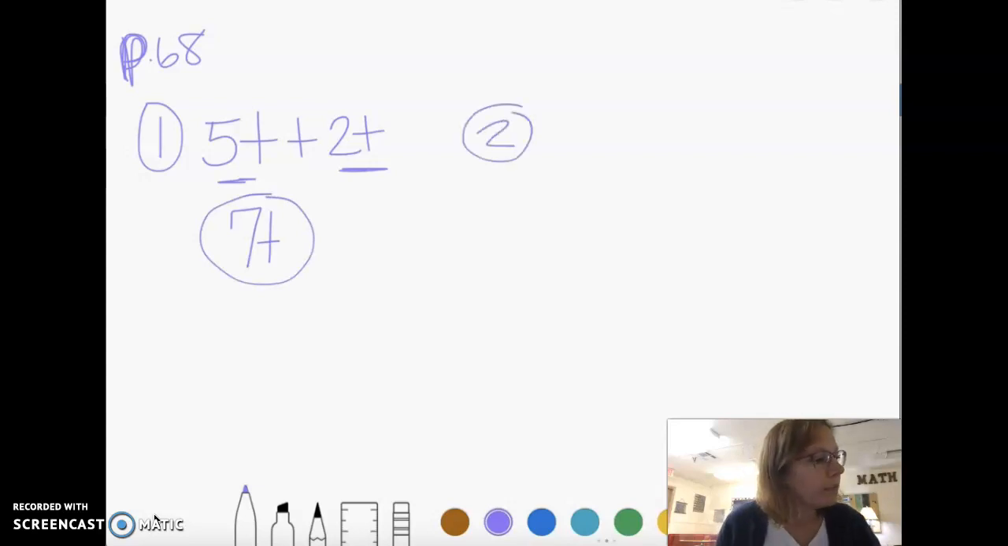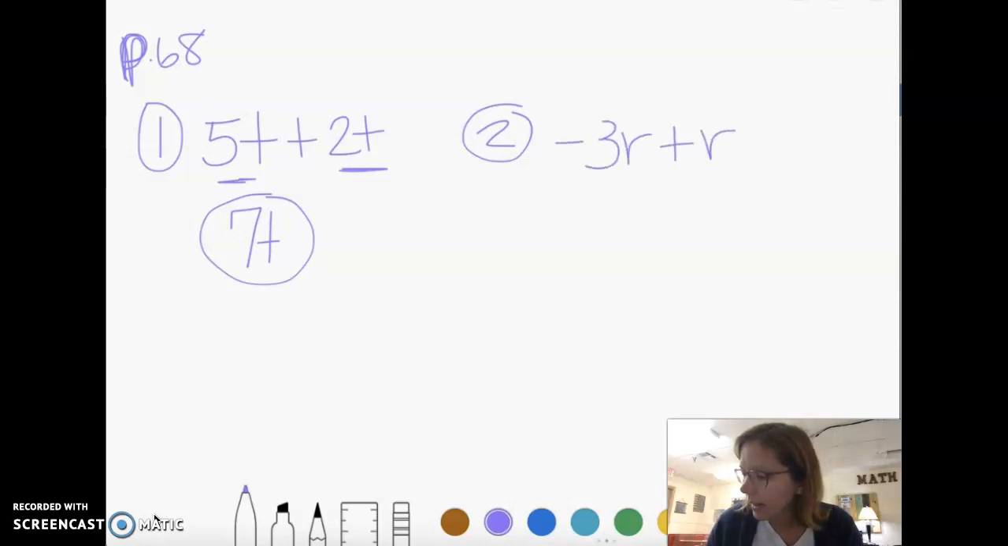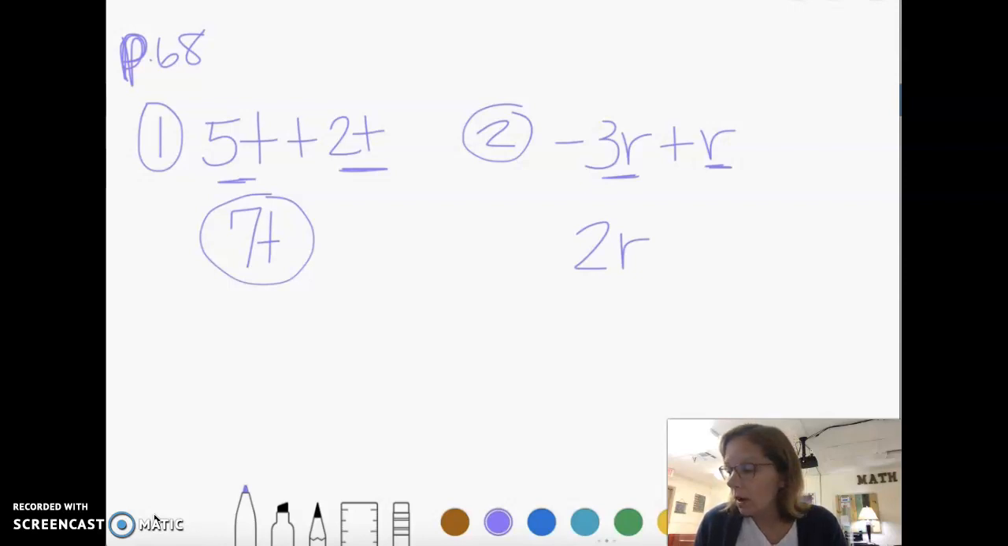Let's do some more. Negative 3r plus r. Again, I have r and r, so these are going to go together. But I notice that I have a negative number and a positive number. Remember, when the signs are different, you subtract. So I'm going to subtract 3 minus 1, which leaves me with 2r, but the answer takes the sign of the bigger number. So in this problem, 3 is bigger. That means my answer has to be negative because 3 is negative.